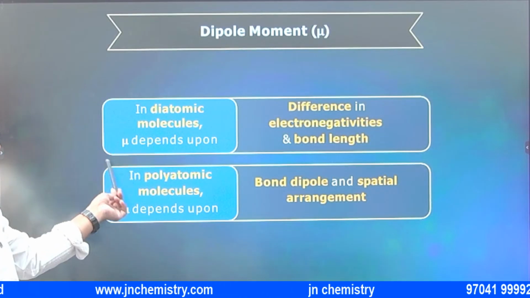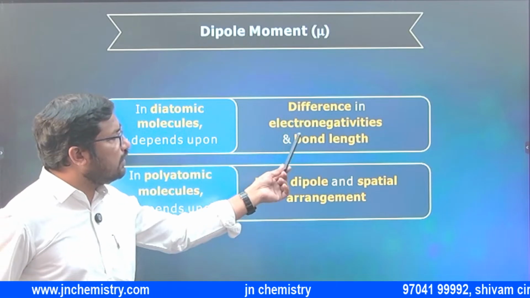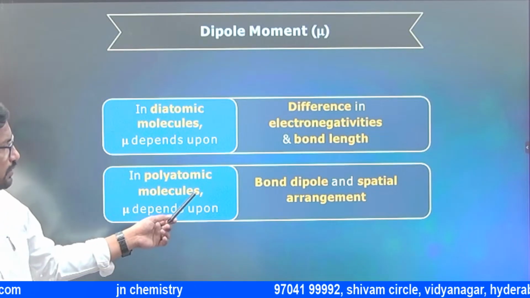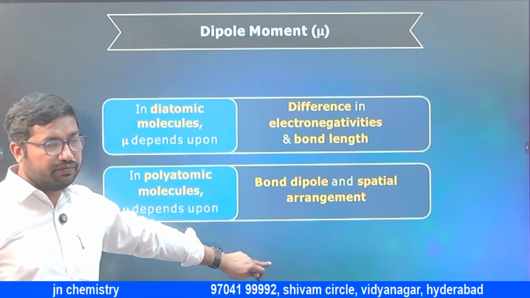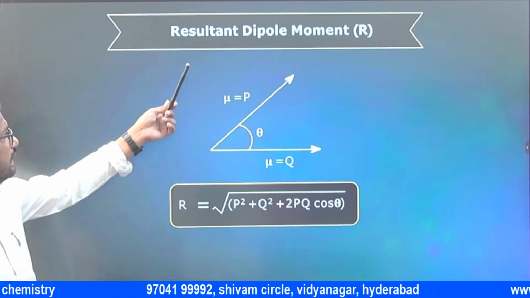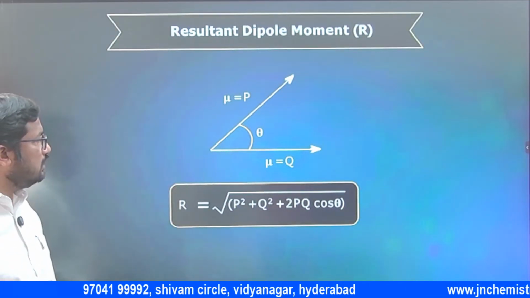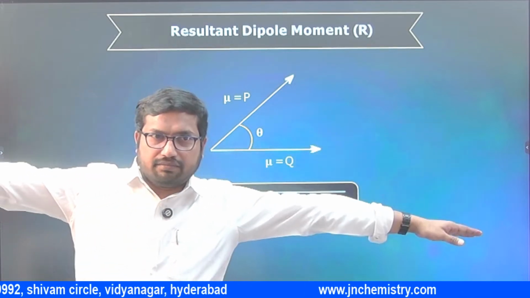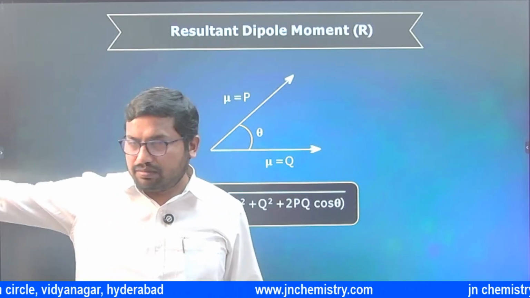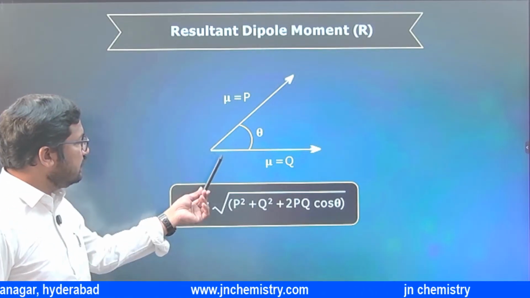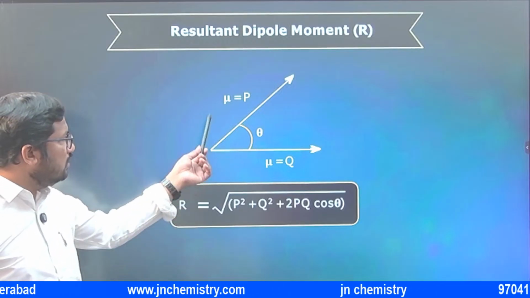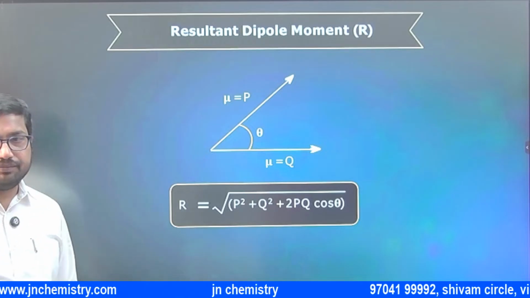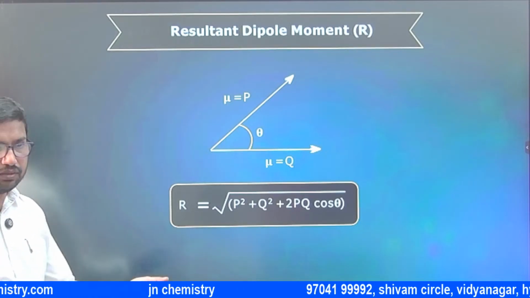Dipole moment. In diatomic molecules, it depends upon the difference between the electronegativities and, of course, the bond length. In polyatomic molecules, the dipole moment depends upon the bond dipoles and the spatial arrangement. Right, that only I told you. So the resultant dipole moment, write the formula here, where theta means the angle. If the angle is 180 degrees, that means straight linear, then the net dipole moment would be zero. But in this case, write the formula: R equals the square root of P squared plus Q squared plus 2PQ cos theta.